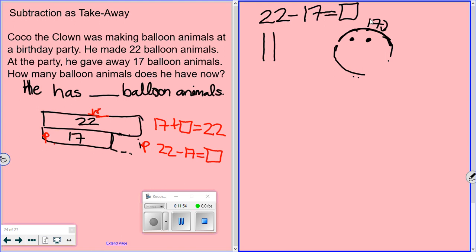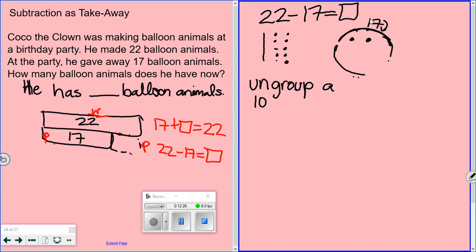So underneath this, I want you to write ungroup a 10. Now when I ungroup a 10, I have to ungroup the whole thing. I can't leave some of it pieced together. So I'm going to erase my 10, and I'm now going to do 10 ones. 1, 2, 3, 4, 5, 6, 7, 8, 9, 10.